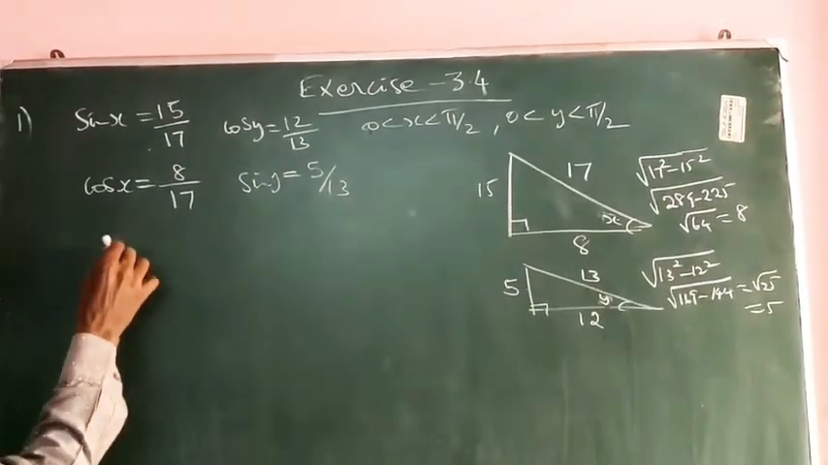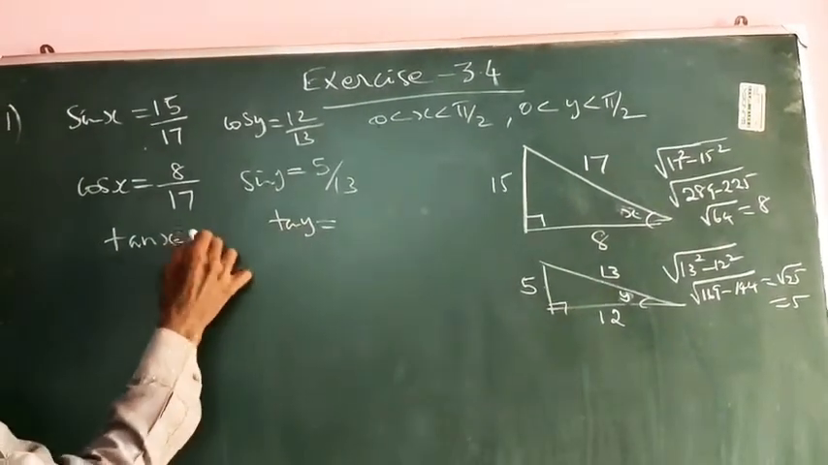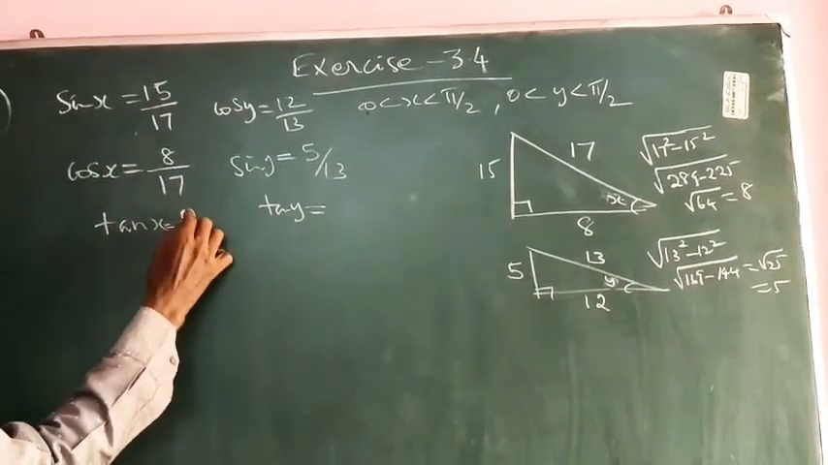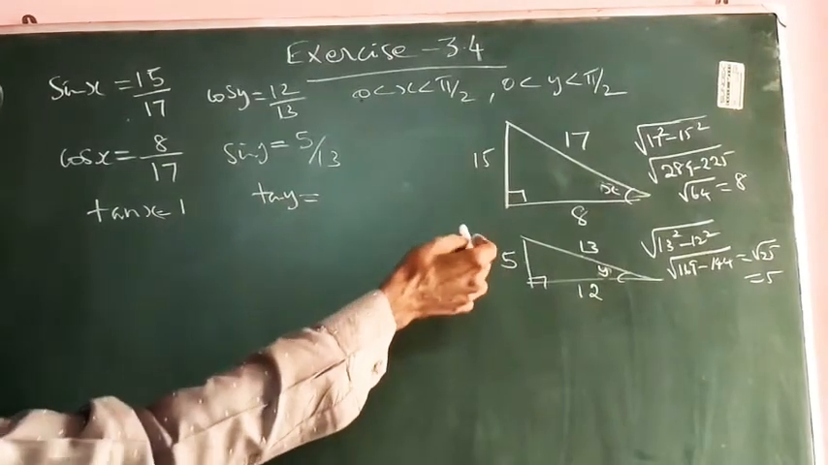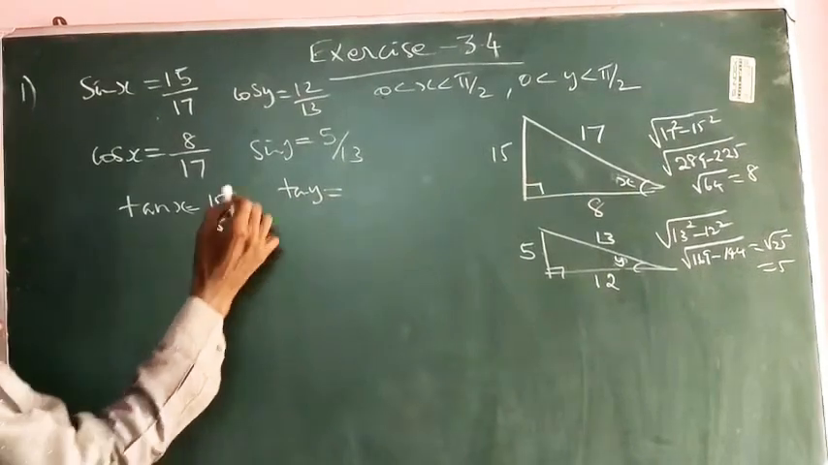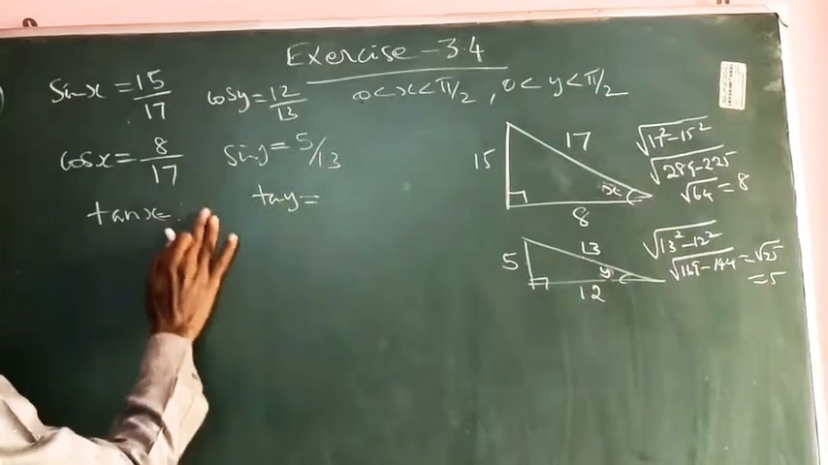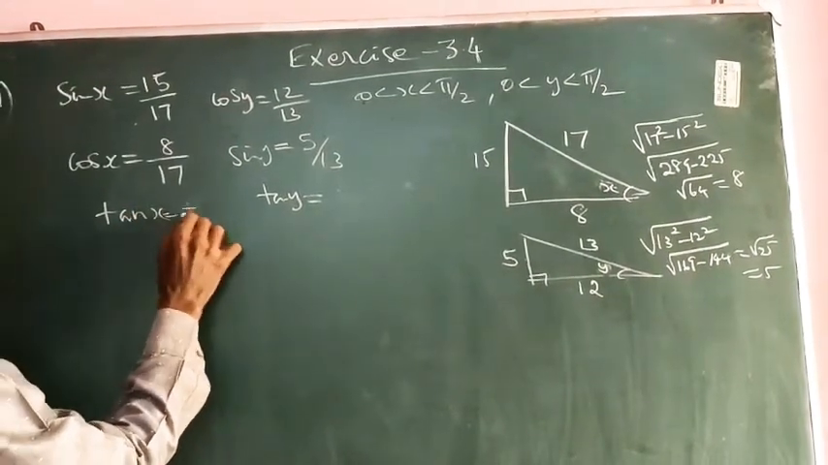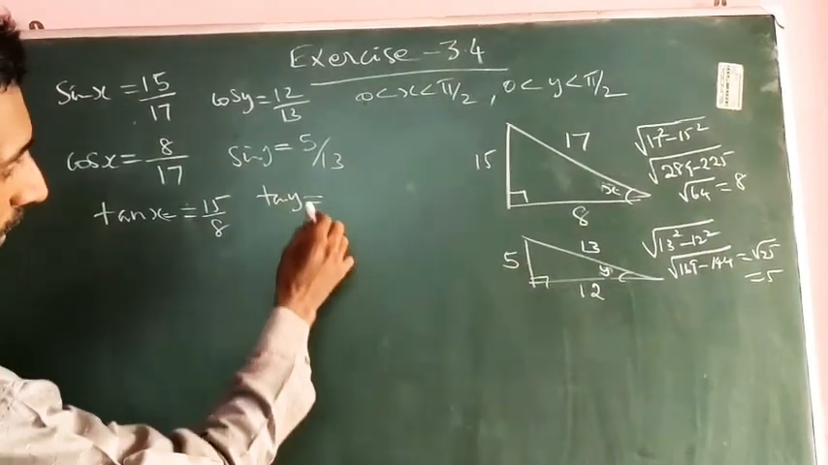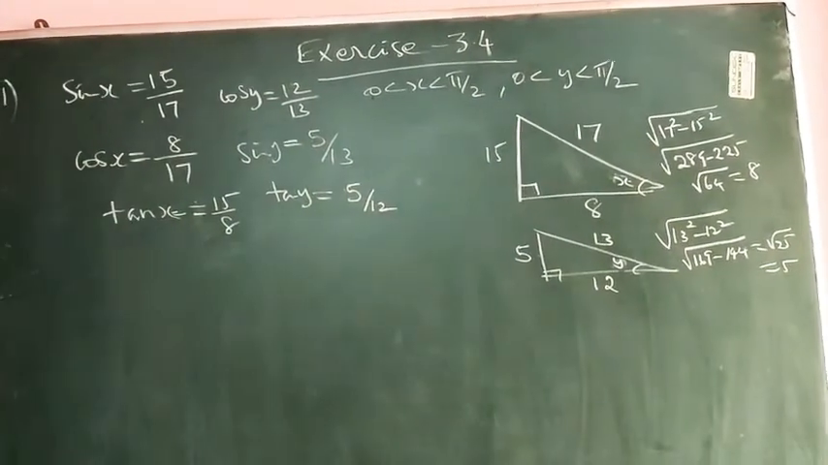Okay. So similarly, find out tan x and tan y. So tan x is sin x by cos x. So sin by cos, 17 cancels, we are getting 15 by 8, or you can find it as opposite side by adjacent side. Similarly here, sin by cos, so 5 by 12. So keep these values.